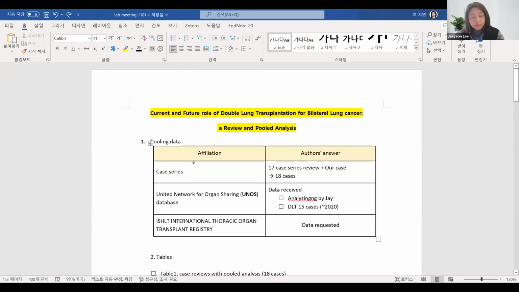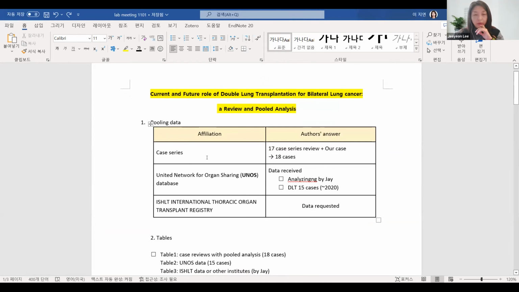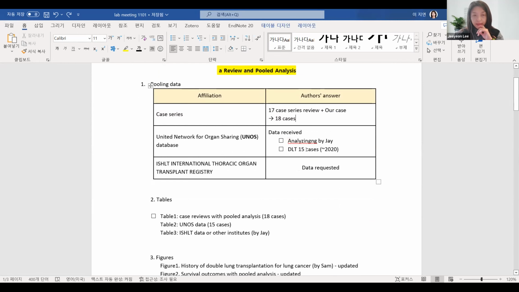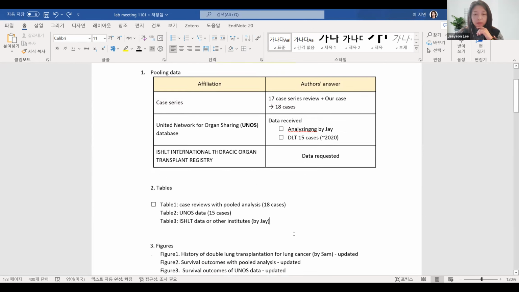Okay. Oh yeah, now I can see. So this is the first project. We reviewed the case series, including our case, so we could be 18. And we got UNOS data, as you know, it was a 15. And I'm still waiting on the international registry. I wrote an email again, so that will be sent to me, I guess, within this week.